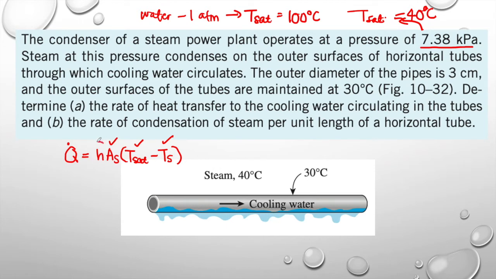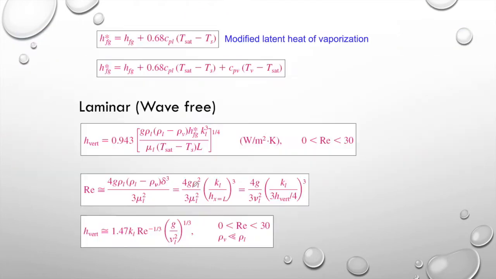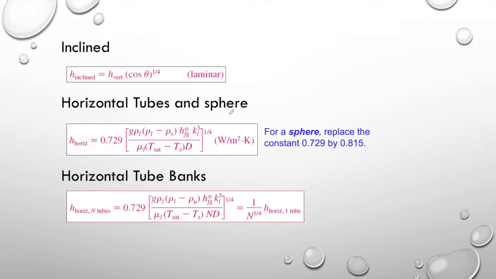Now what we do not have here is H, the heat transfer coefficient. We do not have this information, so what we have to do is find H. This is horizontal tubes. As I mentioned before, for horizontal tubes and spheres, we will use this kind of equation, where the factor is 0.729. So take this equation to find your H horizontal, and directly use it.